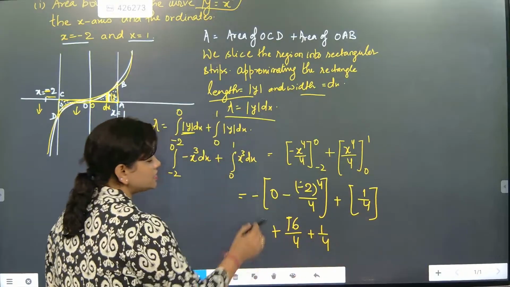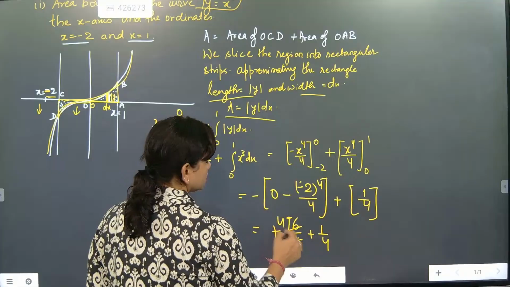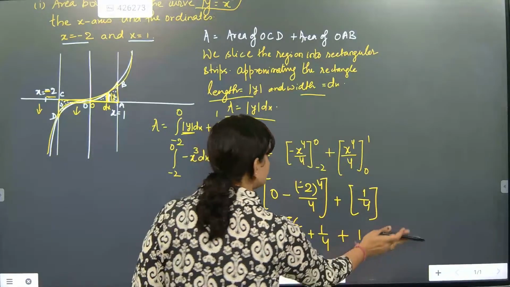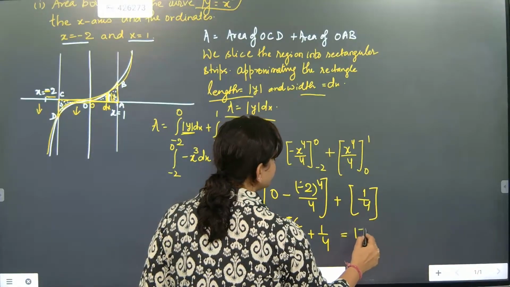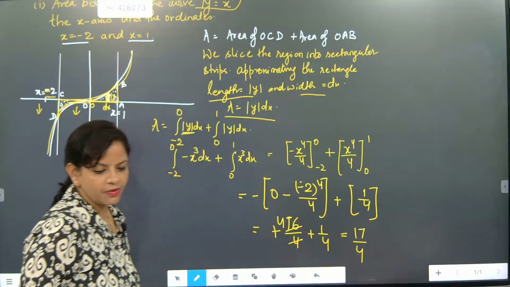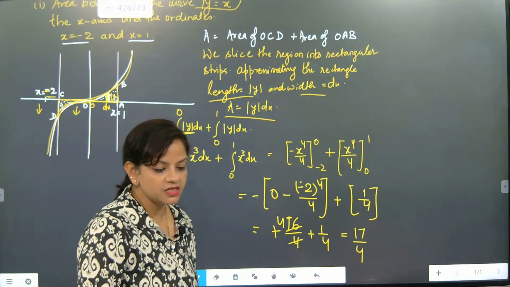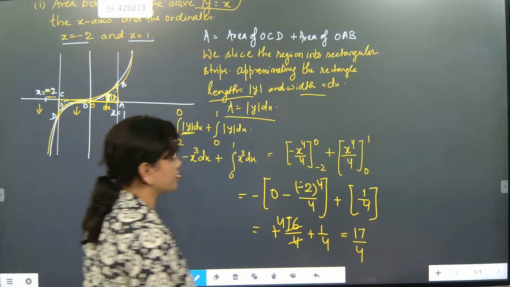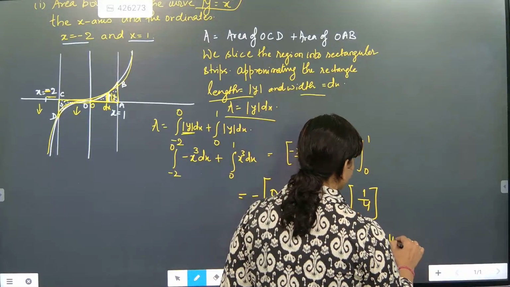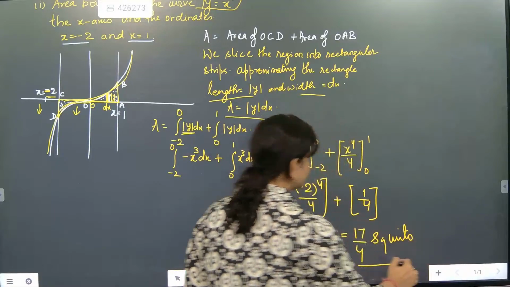This will become plus. So what is it coming as, beta? It will come as 17 by 4. Check the calculation part one more time, beta. The answer is coming as 17 by 4 square units because they have asked for area. So 17 by 4 square units.